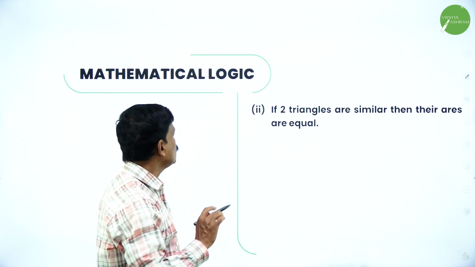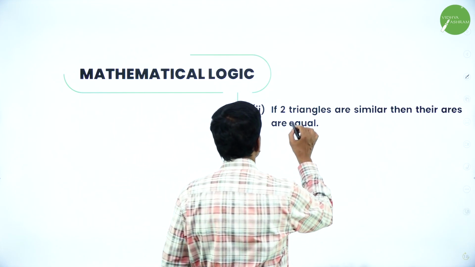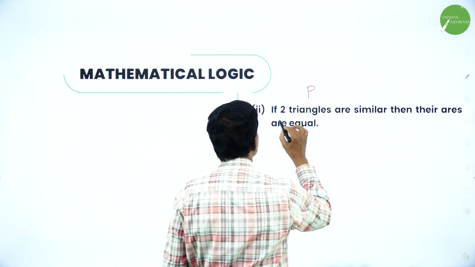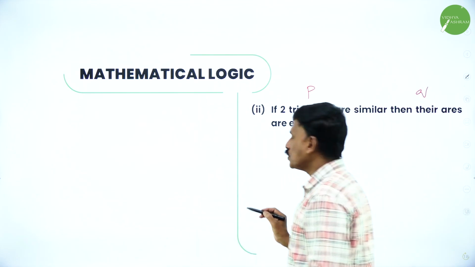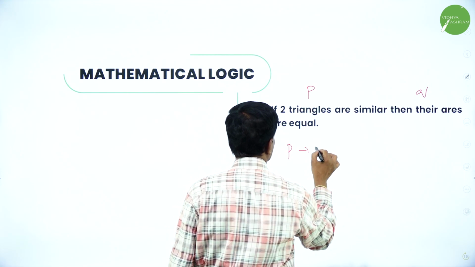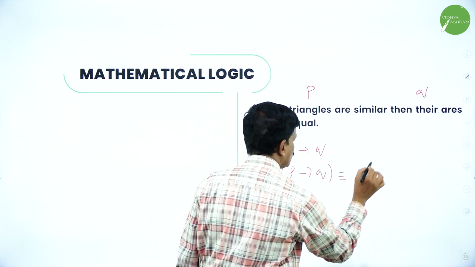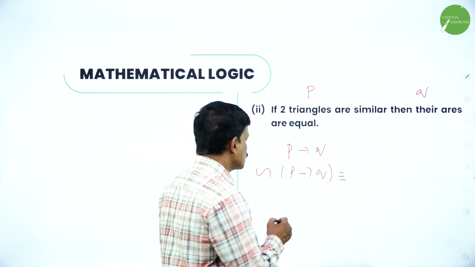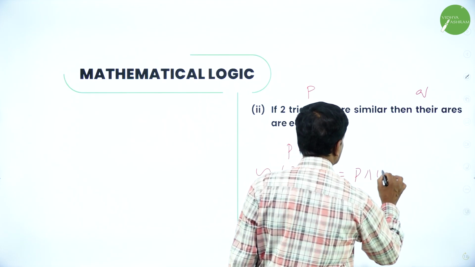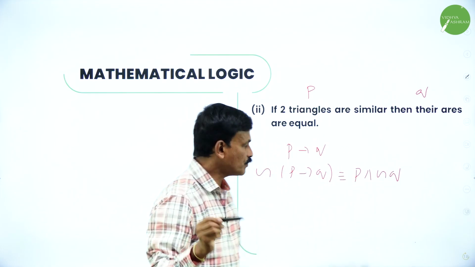What is given? If two triangles are similar, then their areas are equal. Two triangles are similar is P, their areas are equal is Q. So given P conditional to Q, write down the negation of P conditional to Q. This is equal to P conjunction negation Q. That's all. Let me put it in the form.